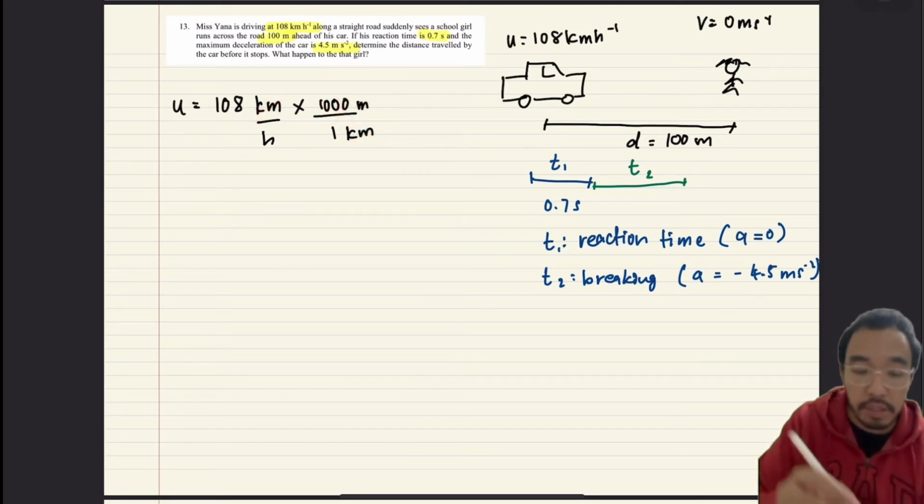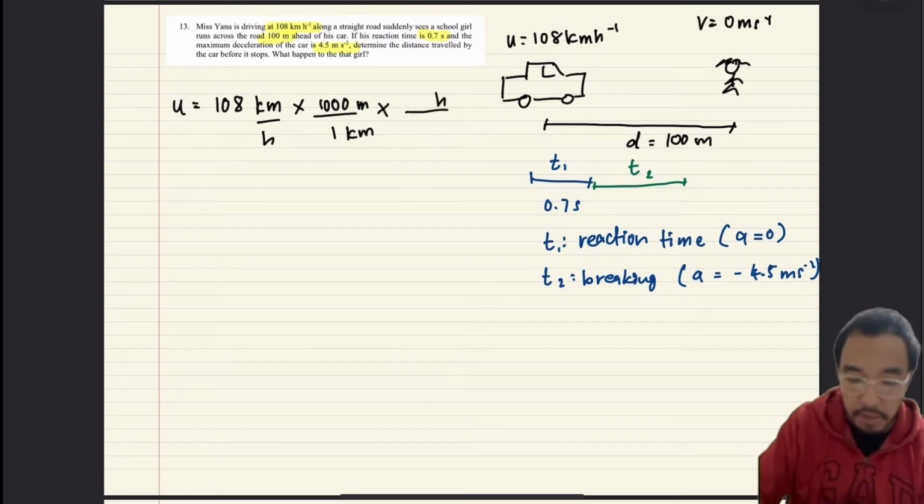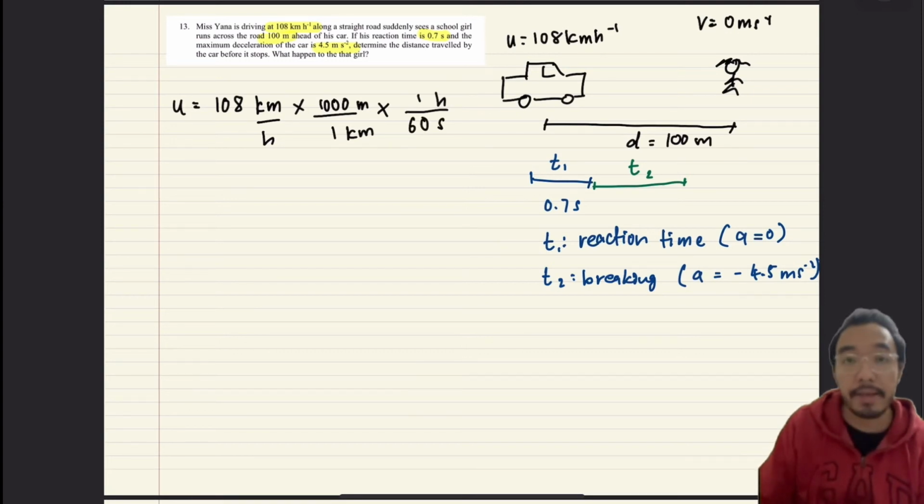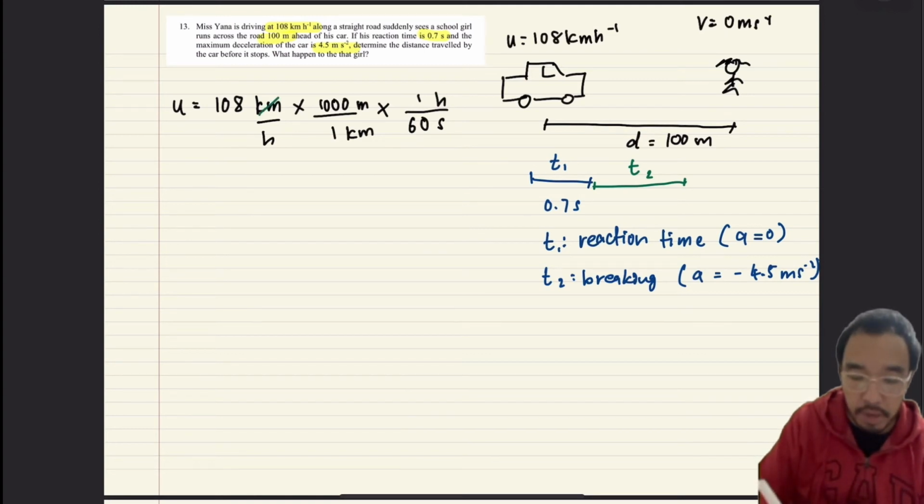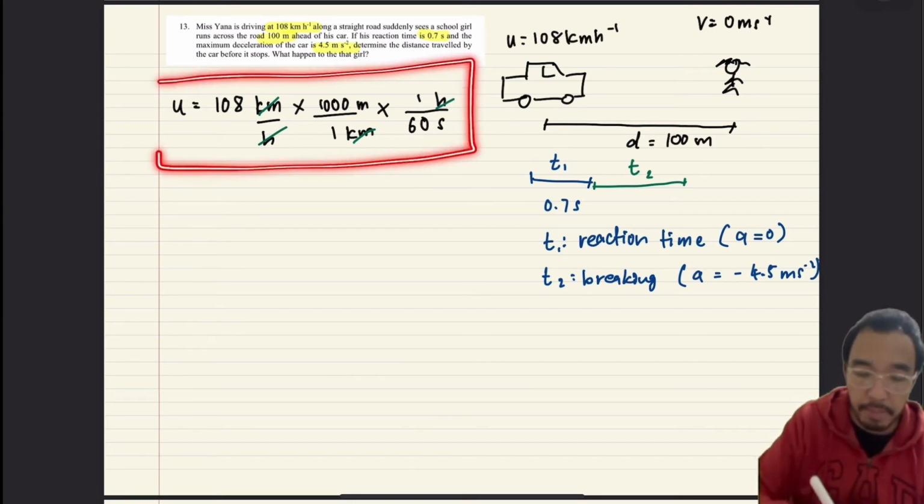The next one you want to change is the hour. Put hour over here, I want second. So 1 hour is equal to 60 second. Again, I can cancel out this one and hour, so I am left with meter per second. So this is how you do the cross multiply. Simple, yeah.